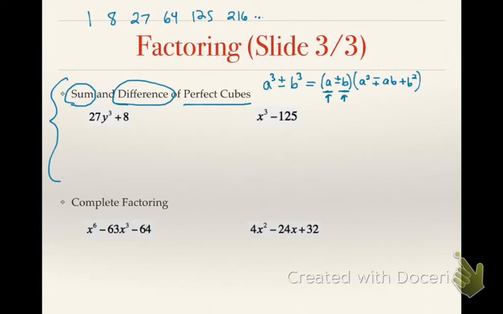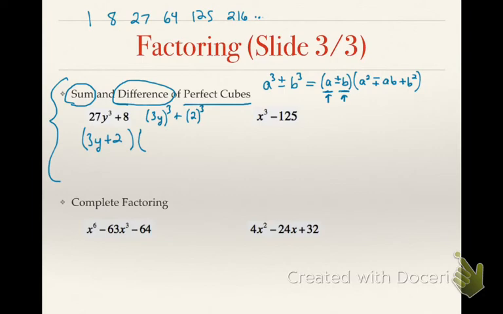Notice there's no 2's in here, like if you're doing squaring a binomial, but it's just that. Okay, that's the formula for a sum and difference of perfect cubes. So for this first example, sometimes it's helpful to rewrite it like this: 3y cubed plus 2 cubed. Write it as a sum of perfect cubes, as one thing cubed plus or minus another thing cubed, because that's going to tell you directly what's going to go inside the first factor.